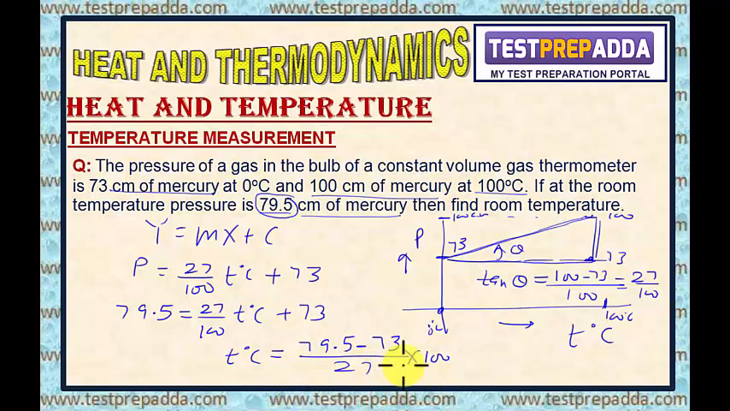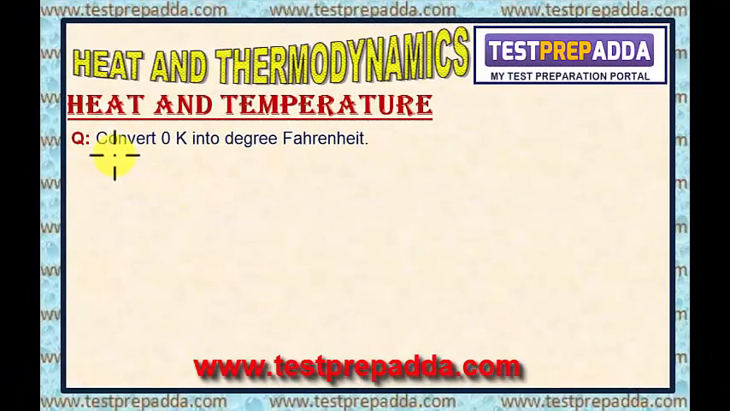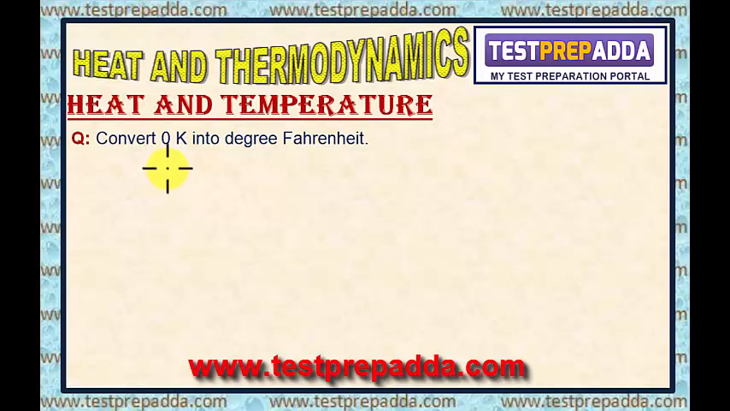If you solve, the value comes as 24. So 24 degrees Celsius is the room temperature as per the given data. My point is clear? Here the question says convert 0 Kelvin into degree Fahrenheit. We have just got the comparison of degree Celsius and Kelvin scales.